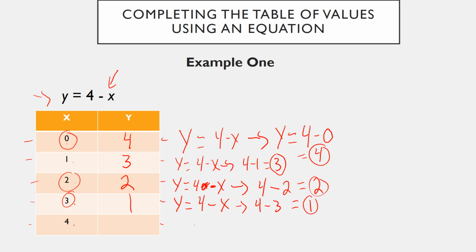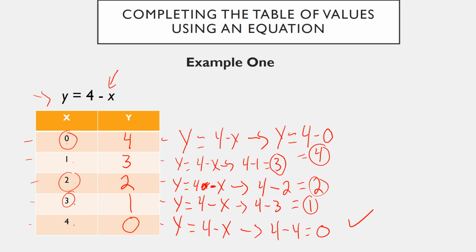And I think you can kind of see the formula taking place here in the pattern. 4, 3, 2, 1. They're going down by 1 each time. So we know the answer should be 0, but we'll just double check. Y equals 4 minus x, which when we substitute that in, is 4 minus 4, which equals 0, check.